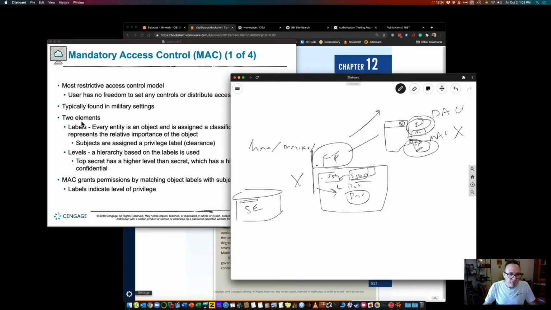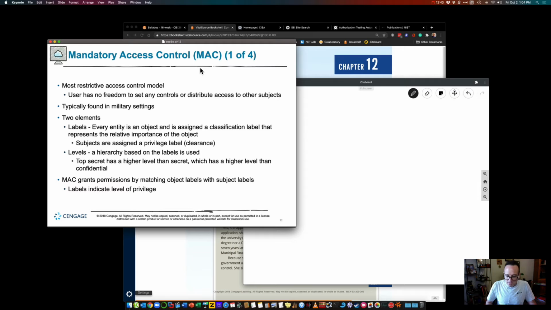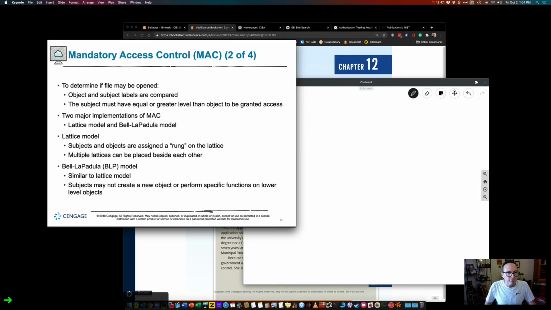So that's the big element with MAC. MAC has these matching labels, and really think about it as a need to know. Firefox doesn't need to know anything in the sshd directory, so I'm going to block it. That's what happens with that access. Now, let's look at the more Bell-LaPadula lattice view of this, with labels and levels. That's the lattice model.